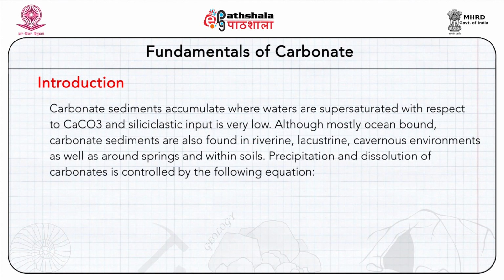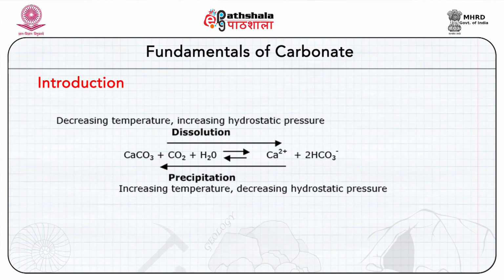Carbonate sediments accumulate where waters are supersaturated with respect to calcium carbonate and siliciclastic input is very low. Although most are ocean bound, carbonate sediments are also found in riverine, lacustrine, cavernous environments as well as around springs and within soils. Precipitation and dissolution of carbonates is controlled by the equations as given below. Now, decreasing temperature, increasing hydrostatic pressure and dissolution, all these affect these equations.